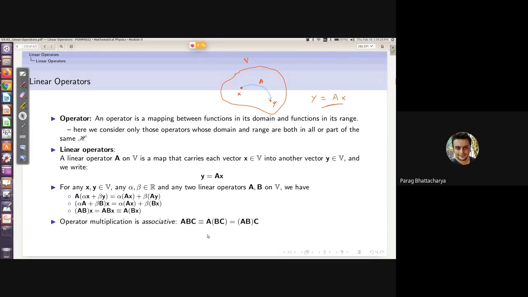Let's say I have three operators A, B, and C. It really does not matter whether you multiply B and C first or A and B first. You cannot do A and C, because the order has to be maintained, the order in which the operators operate. So here first operator C operates, then operator B, and then operator A. As long as you maintain this order, it really does not matter whether you first multiply B and C or first you multiply A and B. So operator multiplication is associative.